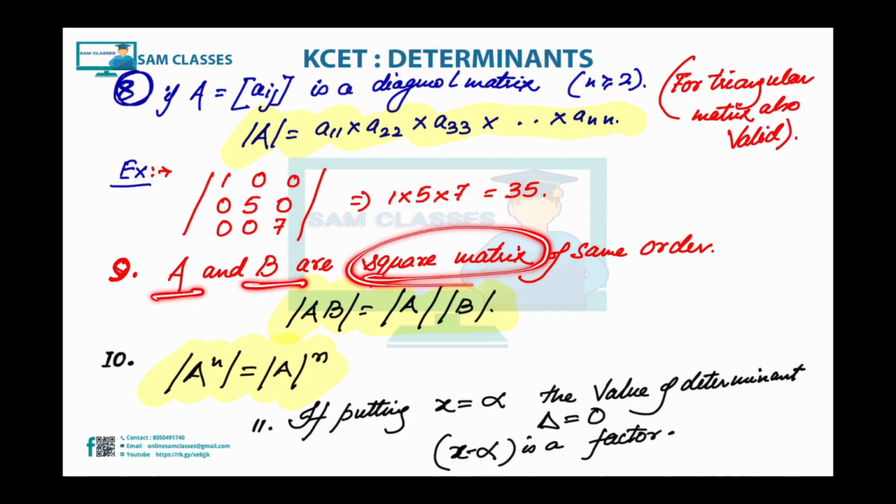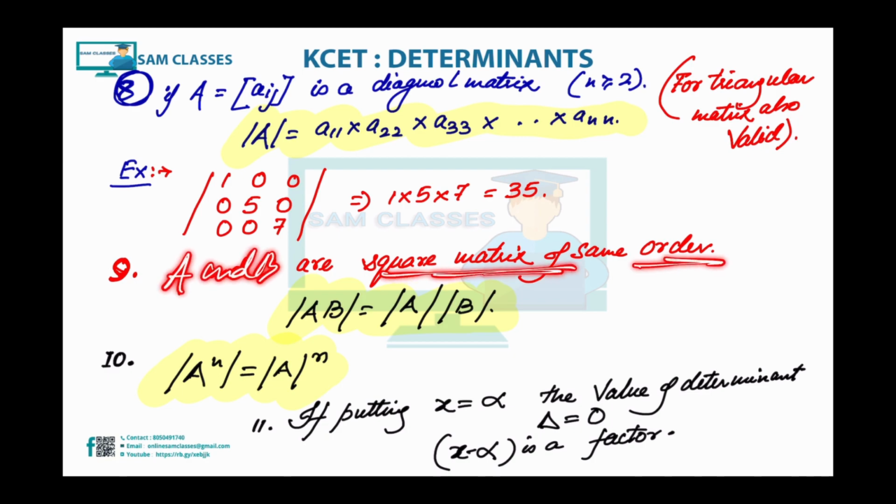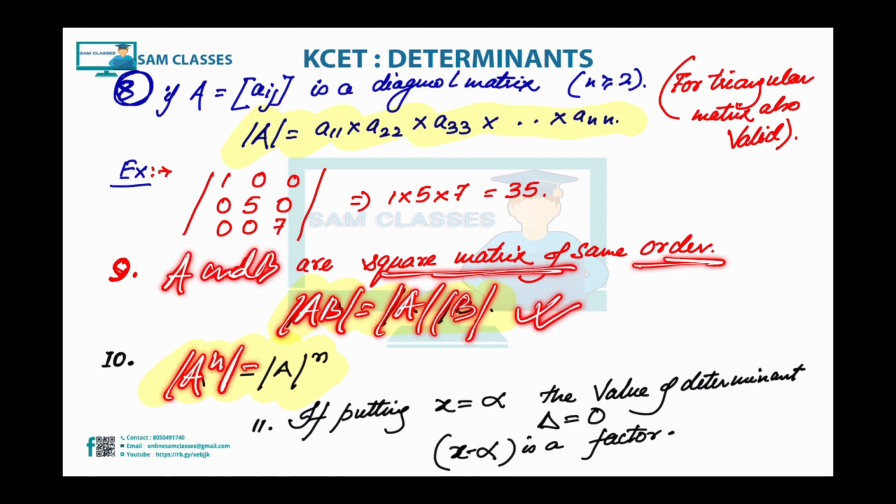A and B are two square matrices of the same order. Then the determinant of AB is equal to the determinant of A into the determinant of B. Simple as it is. Next property: if A power n is there and then the determinant is there, you can first find the determinant and then do the power.